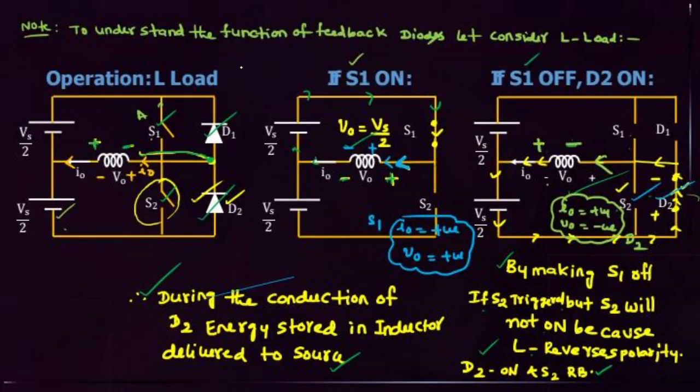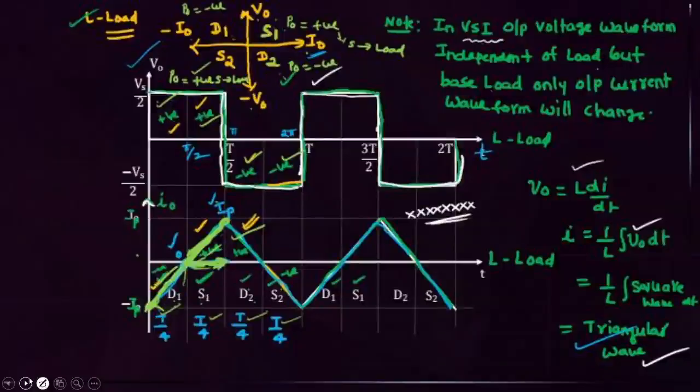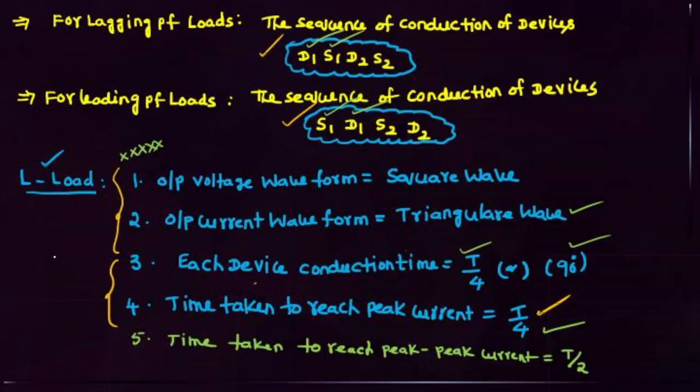Then what is the operation for L load? No need to concentrate on the L load operation, but very important is this one. In voltage source inverter, the output voltage waveform is independent of the load. Whatever the load you connect, the output voltage waveform is always a square wave. Let us assume that it is a square wave inverter. But which waveform will change based on the load? Current waveform will change. Then, in purely inductive load, what is the current waveform? Triangular. Very important: in voltage source inverter, with purely inductive load, the current waveform is triangular.